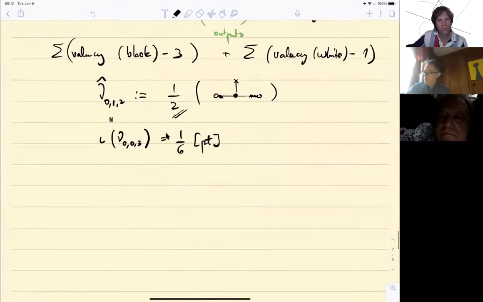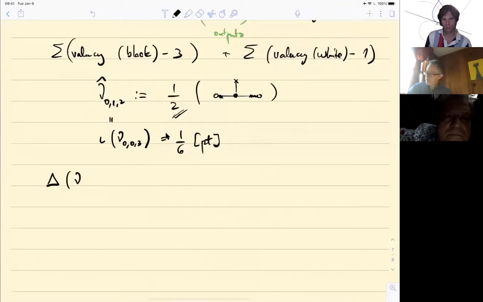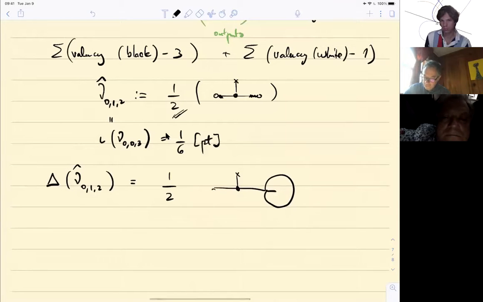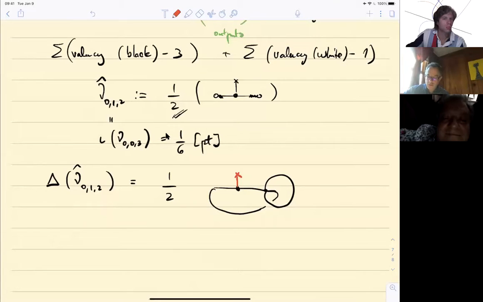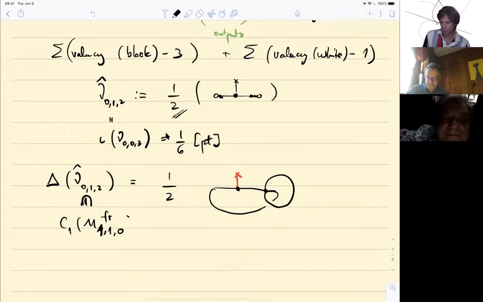All right. So now I'm going to compute the following thing. I want to compute delta of V012 hat. So I claim that the result will be the following thing. And I will first write down the answer. So it's again a ribbon graph, which has been drawn in the plane. It has one input, this guy, and 0 outputs, no more white vertices. This lives in C1 of M110 framed HS.